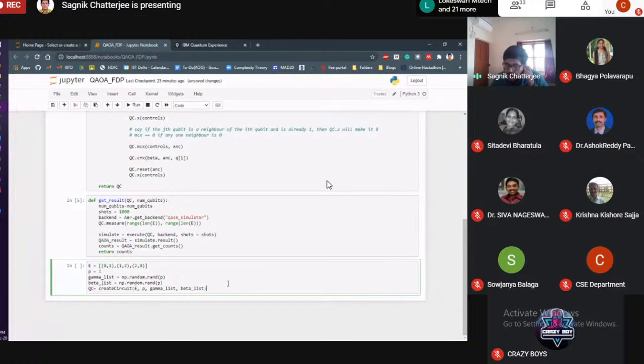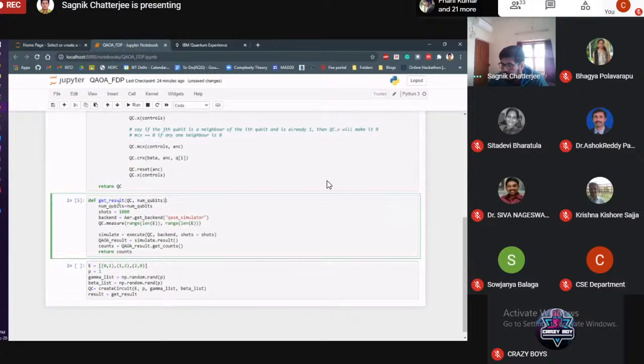So result equal to get result. Now that we have made the quantum circuit, we'll just pass QC, comma, length of E.